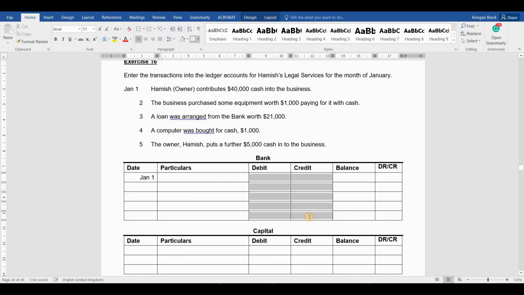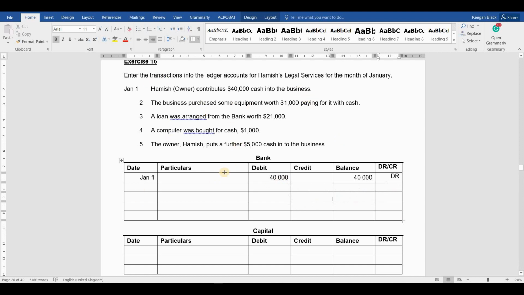Now we know that bank is an asset and it's increasing. If we're increasing an asset, we do the same as what it is. It sits on the debit side, so I'm going to debit my bank account for $40,000. Now the balance is where we update as we go through what the current amount in that account is, in this case the bank account. We had nothing in here to start with, so 0 plus 40,000 is 40,000. And that's 40,000 debit because we added debit to the account.